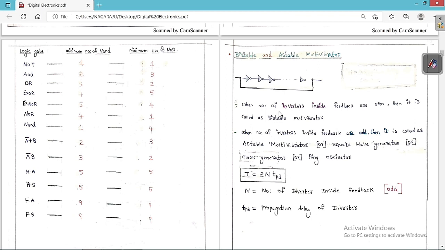So finally I can say that whenever the number of inverters inside the feedback is even, it is called a bistable multivibrator, which means you are always going to get two stable states all the time.